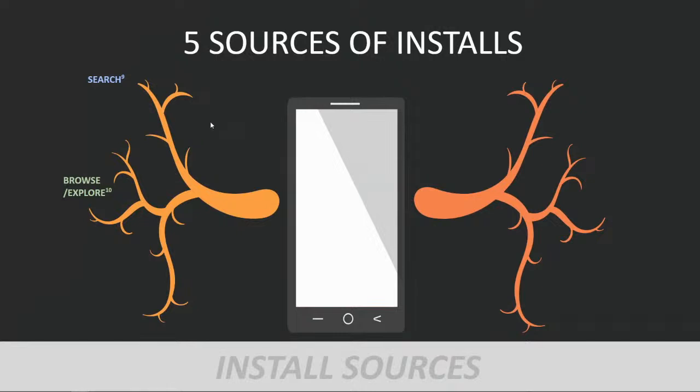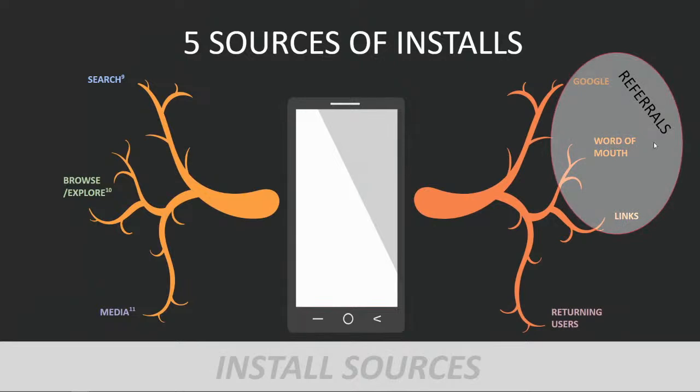Browse or explore is everything in the app that is not search, basically. Media, so paid ads or any campaign that is not coming from organic. Google search is often not looked at. Word of mouth, that's a big one. Links or digital assets, let's say the app website or social media pages, and returning users, right? Now, I call these ones referrals, so this is why it's 5, but maybe I should just call it 7. Anyway, when we look in the consoles, we don't see all of these.